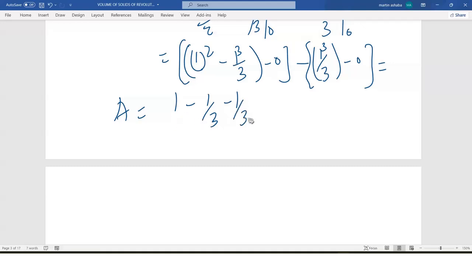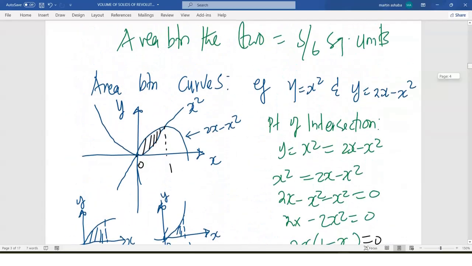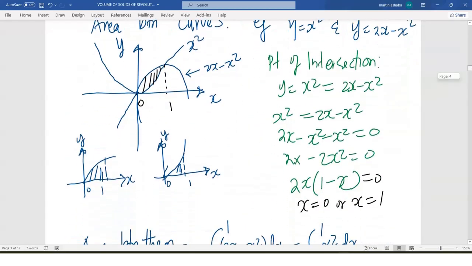So this is 1 minus 2/3, and this gives us a third. So the area in between the two curves is equal to a third.